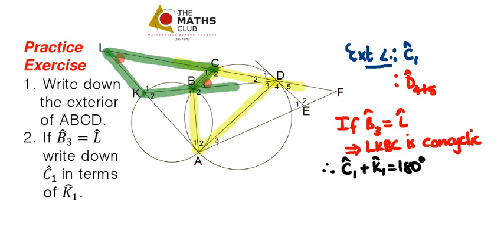And how do I conclude that? Because this is a cyclic quad and therefore opposite angles are supplementary, and therefore C1 will be equal to 180 degrees minus K1. And this is exactly what I'm looking for. I've got C1 in terms of K1.